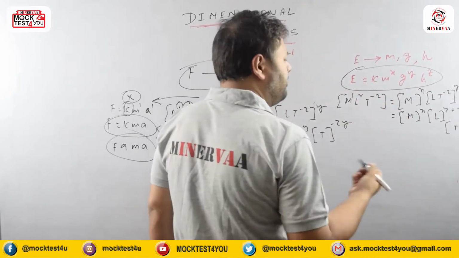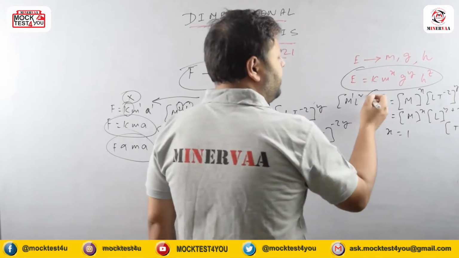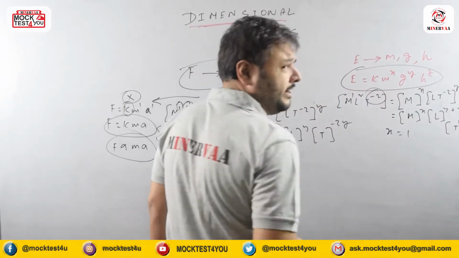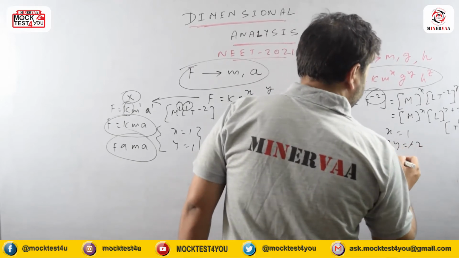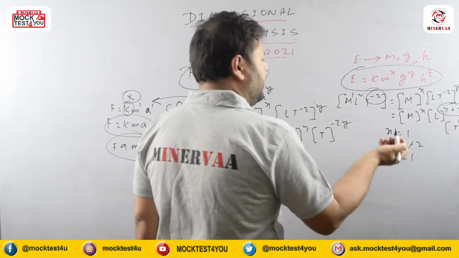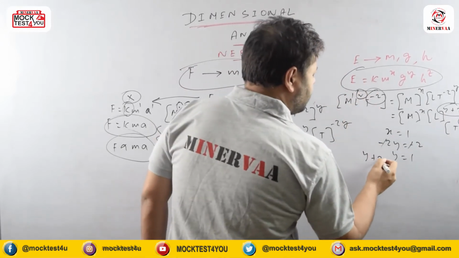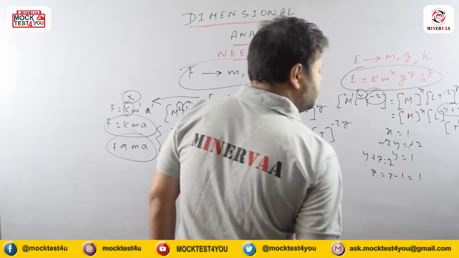So here for M, if we compare on both sides, x becomes 1. For T, y is independent over there, so minus 2y becomes minus 2, so y also becomes 1. Now if I compare the power of L on both sides, then y plus z becomes 2. So z becomes 2 minus 1, so it is 1 also.